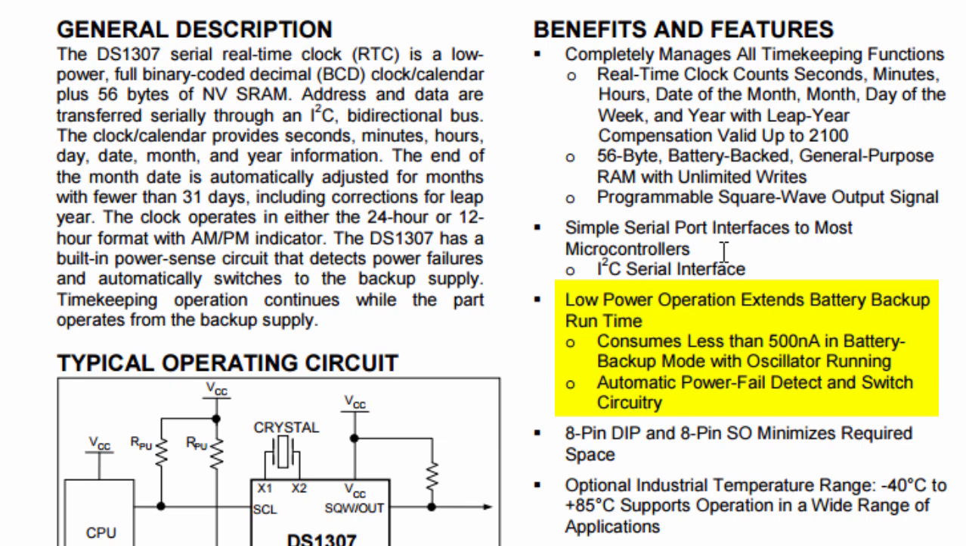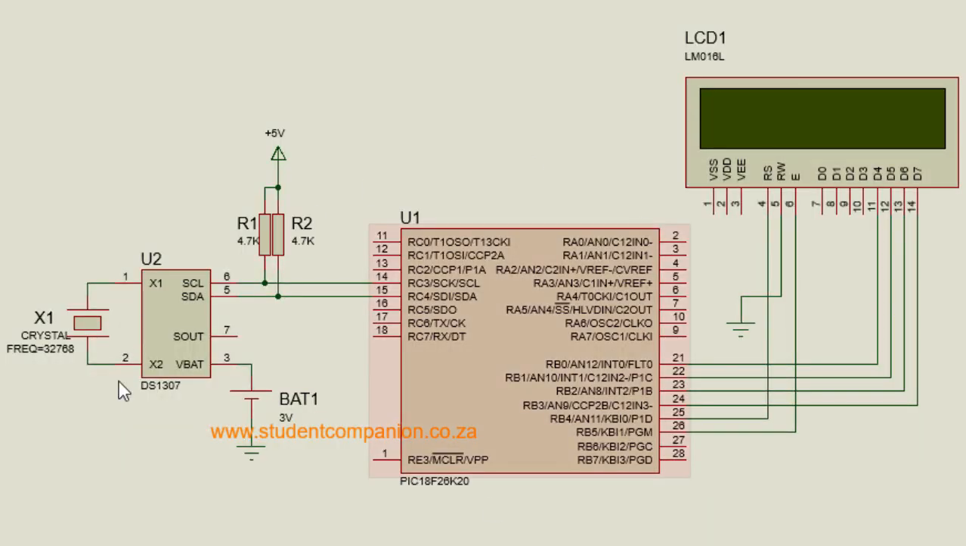So if the main power supply goes off, it's going to automatically detect it and switch to the backup power supply. It allows in 8-pin DIP or 8-pin SO, minimizes required space. An optional industrial temperature range from minus 40 degrees Celsius to 85 degrees Celsius support operation in wide range of applications. This is how you can interface the DS1307 with a PIC microcontroller.